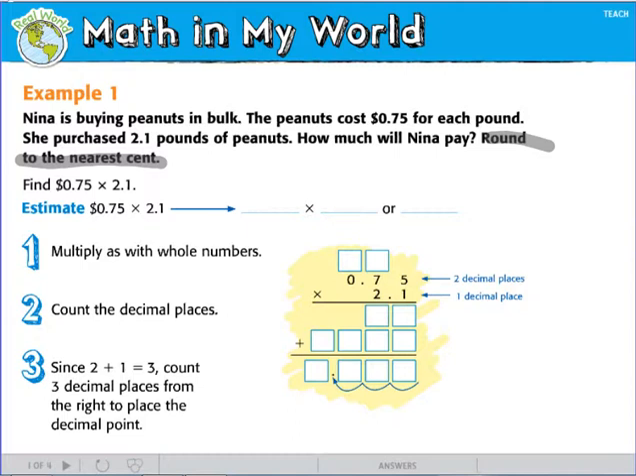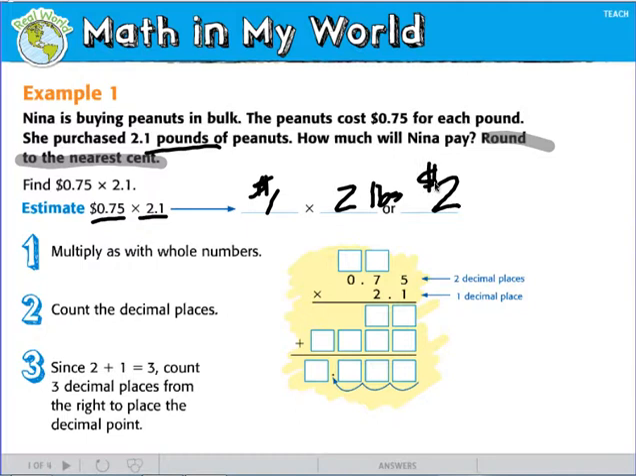First, they want us to estimate it. So 75 cents is close to what? $1. And 2 1/10 is close to? $2. Well, that's not dollars, that's pounds. Oh. 2 pounds. And 1 times 2 is 2. So it's going to be about $2.